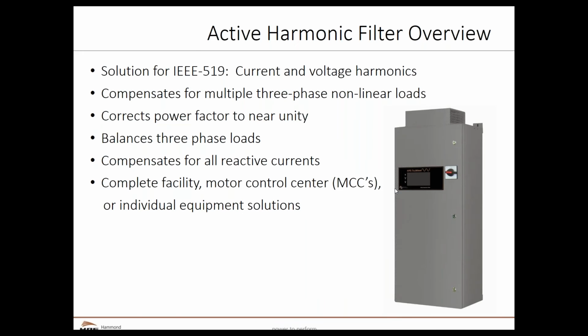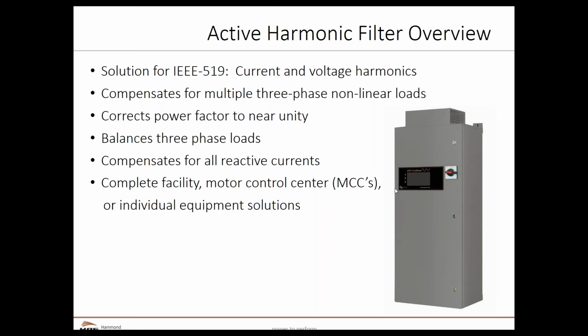Another method to mitigate harmonic currents that are produced by three-phase sources is to use an active harmonic filter. Active harmonic filters are very similar to variable frequency drives in that they use IGBTs, but rather than power motors, they are designed to inject harmonic currents which are equal to but opposite the system harmonic currents to cancel out the harmonics.